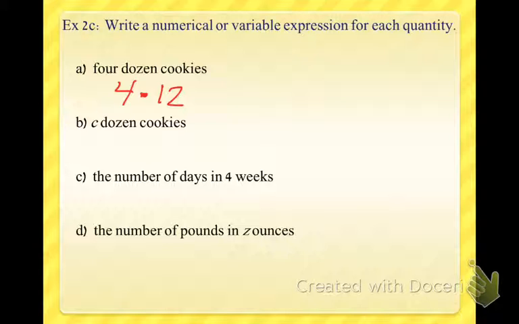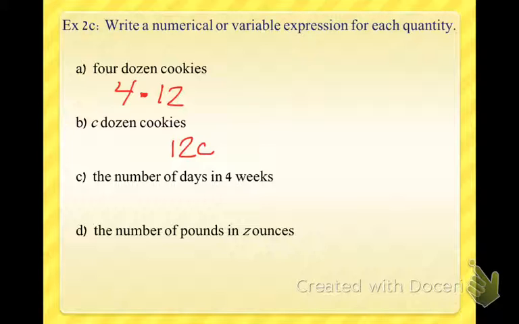And then on B, I have c dozen cookies. Well, we know a dozen is 12, and for c, we don't know how many dozen cookies. So again, it's c times 12 or 12c, because remember, you're putting them together, and the variable goes last, and you do not have a multiplication sign.